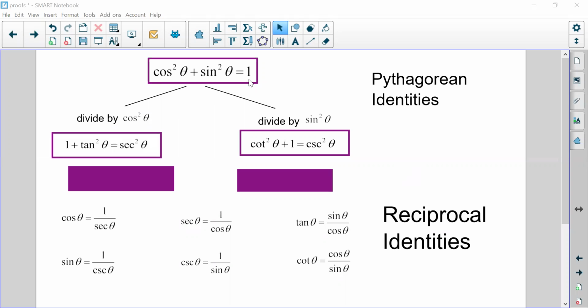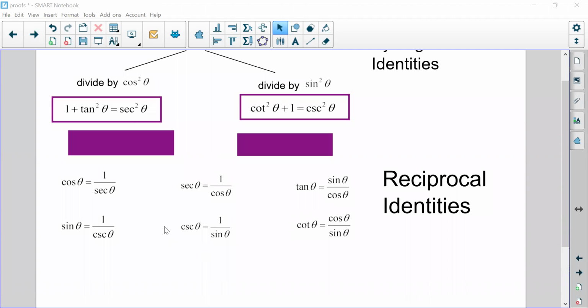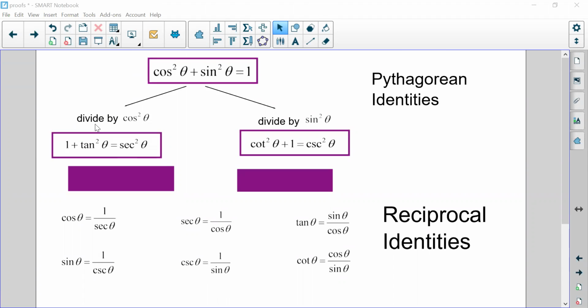Cosine squared plus sine squared equals 1. And its two consequences: if you divide by cosine squared, or if you divide by sine squared, you get these two different versions. But these three are really the same thing. And then these six we've known since the beginning. Tangent is sine over cosine, cosecant is just 1 divided by sine, etc.